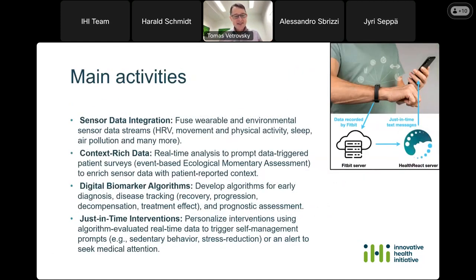So the next step is combining all those data to develop digital biomarkers for early diagnosis, disease tracking, and prognostic assessment using machine learning approaches. And ultimately, we use those algorithms to continuously evaluate the real-time data to trigger either self-management interventions targeting, for example, sedentary behavior, stress reduction, or alerts to medical professionals.